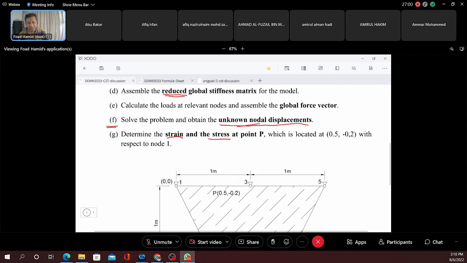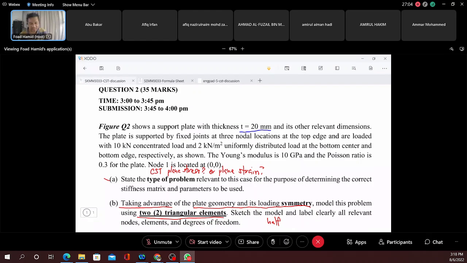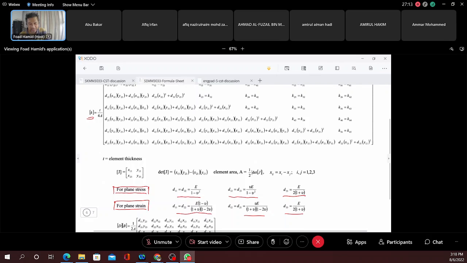Okay, so look at this. It says here, state the CST type of problem. That's the first thing, because if you look at the formulation, you need to use the D matrix. So which is which? I hope you have watched my video. I hope you have read the textbook in such a way that you know whether this is a plane stress or plane strain problem.